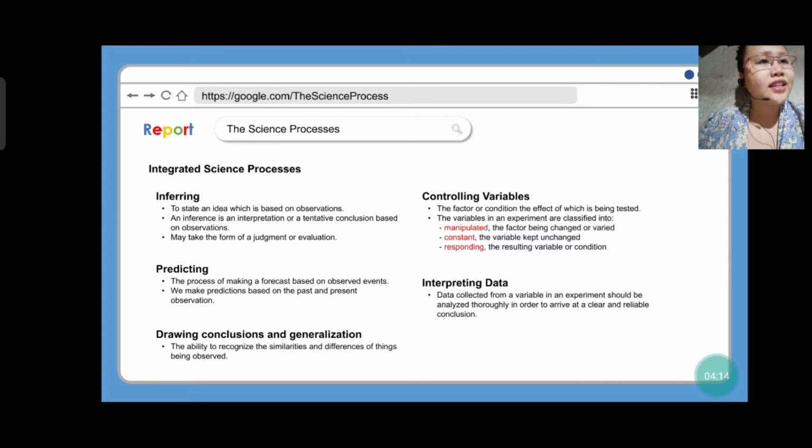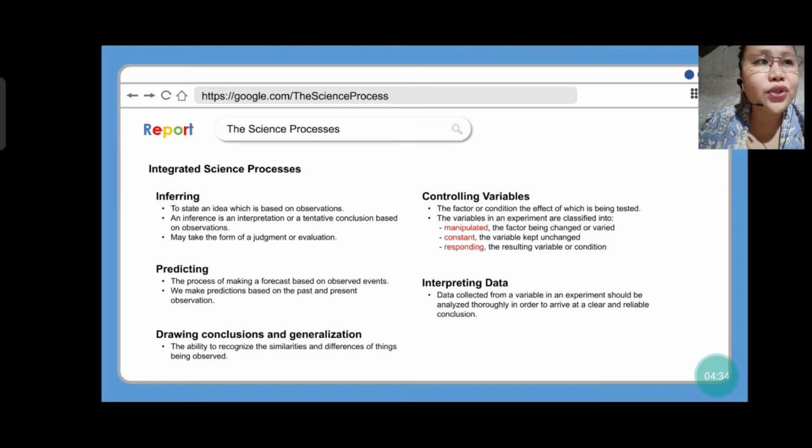So next integrated science process is predicting. So what is this predicting? It is the process of making a forecast based on observed events. And we make predictions based on past and present observations.